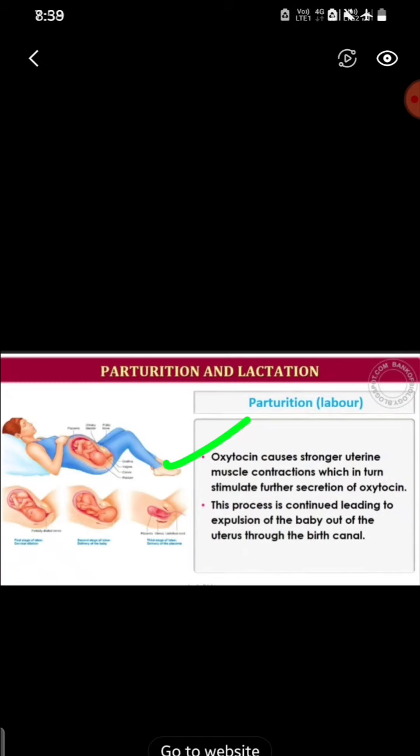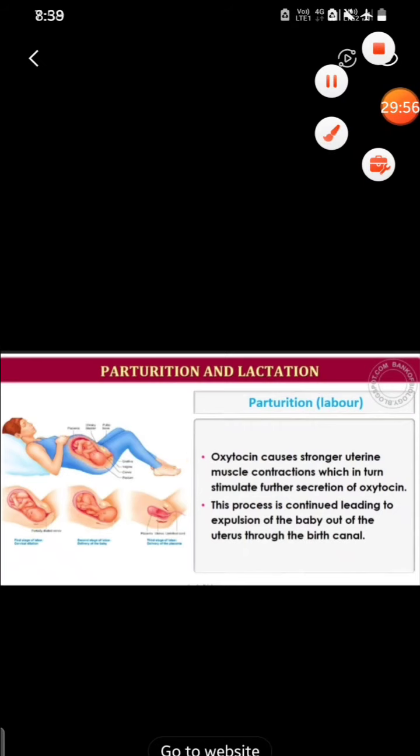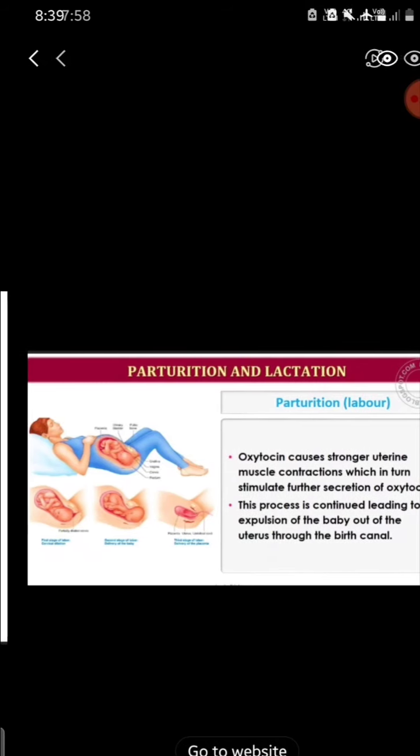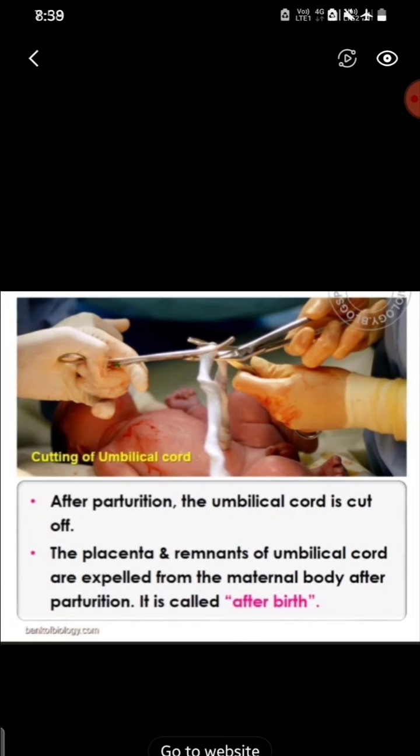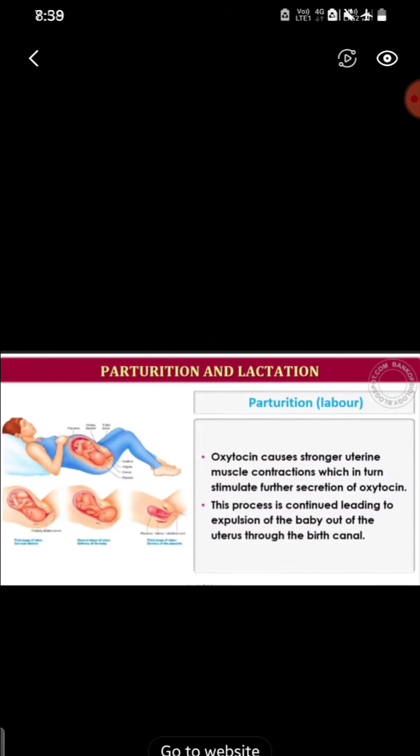This process is continued, leading to the expulsion of the baby out of the uterus through the birth canal. As you know, to give birth is not easy. Many muscle contractions take place so that the baby can come out. That is the reason oxytocin helps in the birth. After parturition the umbilical cord is cut off. This we call parturition or labor.